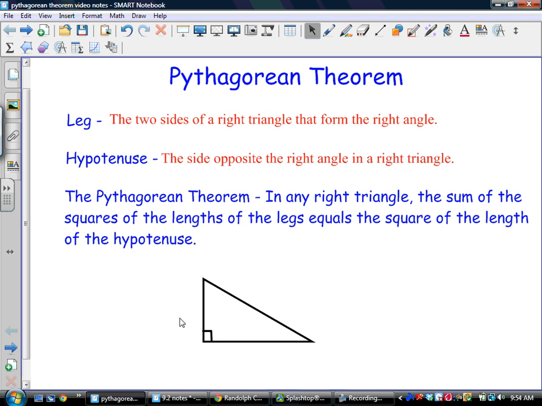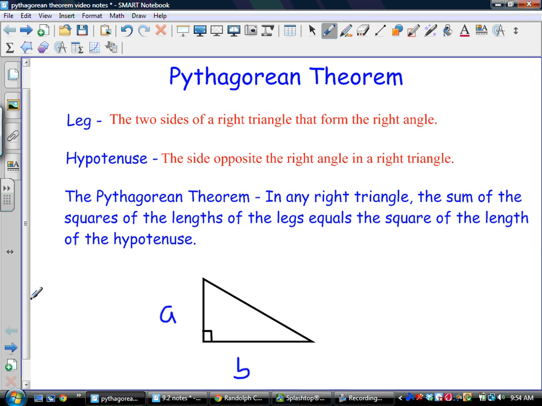So if we look down at this triangle down here, the two legs are going to be the one on the left, which we usually will call A, and the one on the bottom, which we'll usually call B. Those two are the legs. They make the right angle. It really doesn't matter which one you call A and which one you call B. They can be switched around. But the two legs of a right triangle are usually labeled with A and B, and they are the legs.